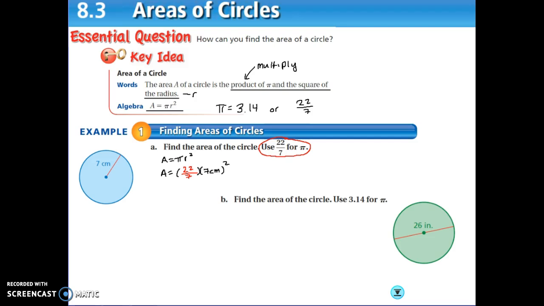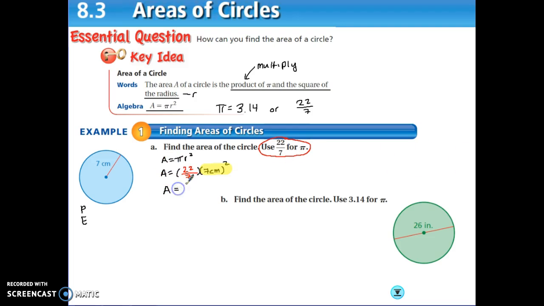When we simplify this, we need to remember our order of operations. Our order of operations starts with parentheses, and that means inside the parentheses, simplify as much as you can. Looking at the fraction 22 over 7, I cannot reduce that, so I cannot simplify that anymore. And the second parentheses is 7 centimeters, and I cannot simplify that either. So I move on to the second component of my order of operations, which is E for exponents. I do see an exponent on my 7 centimeters, so I'm going to take care of that first.